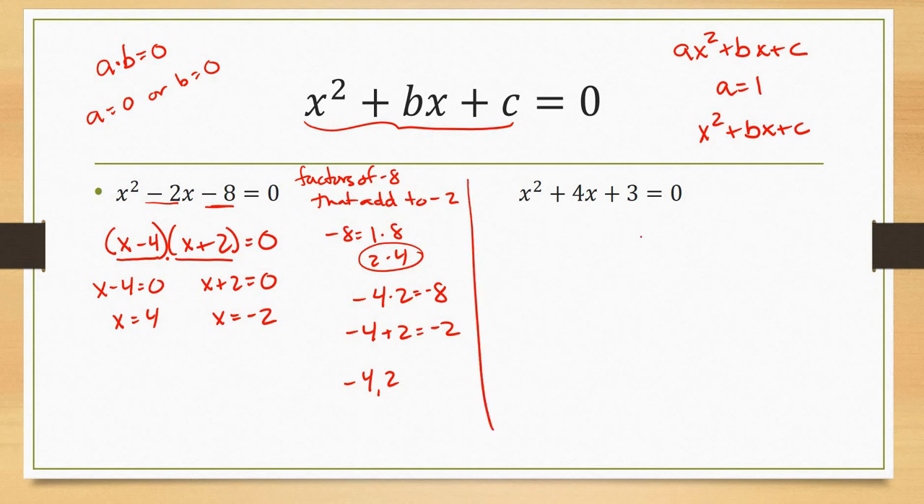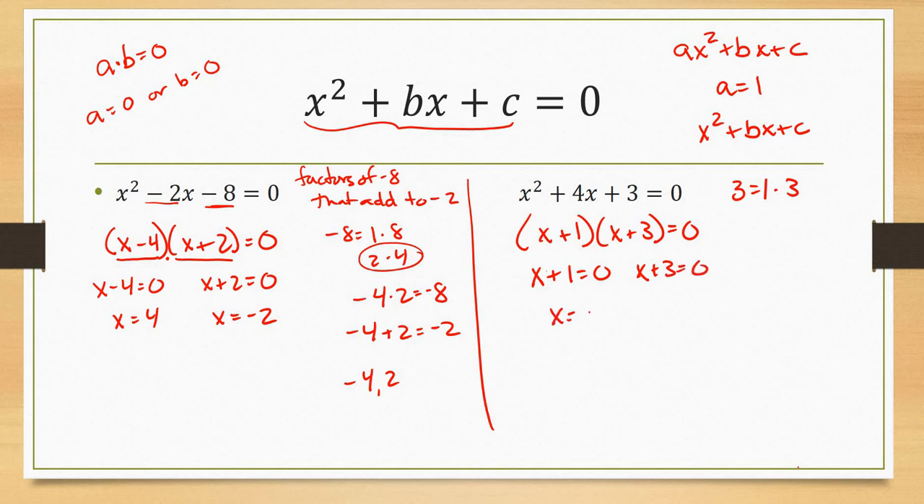Okay, pause the video and try this one on your own. Okay, factors of 3. My only choice is 1 times 3. They do add up to 4. So x plus 1, x plus 3, each one individually has to equal 0. Therefore, my solutions, the two numbers that make this quadratic equal to 0, are negative 1 and negative 3.